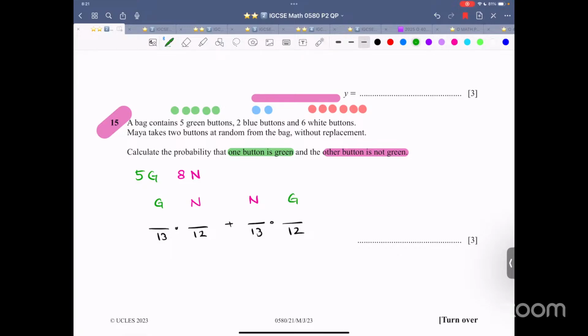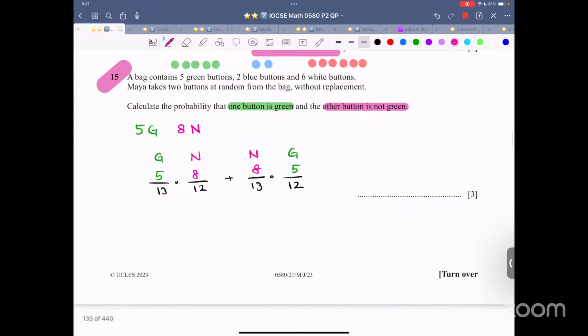The order matters. So now, first of all, let me write 5 over here. Let me write 8 over here. Got the idea? So 8 into 5 over 13. Someone can write this once and multiply by 2. That's also an option, which I'll do in the next step.